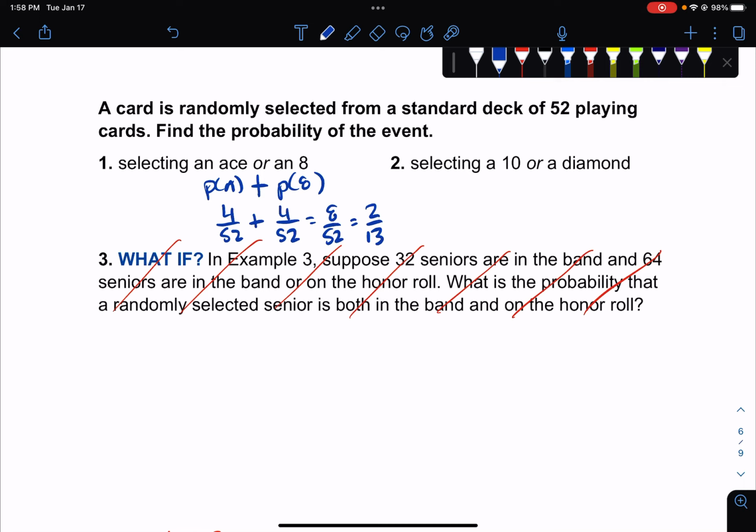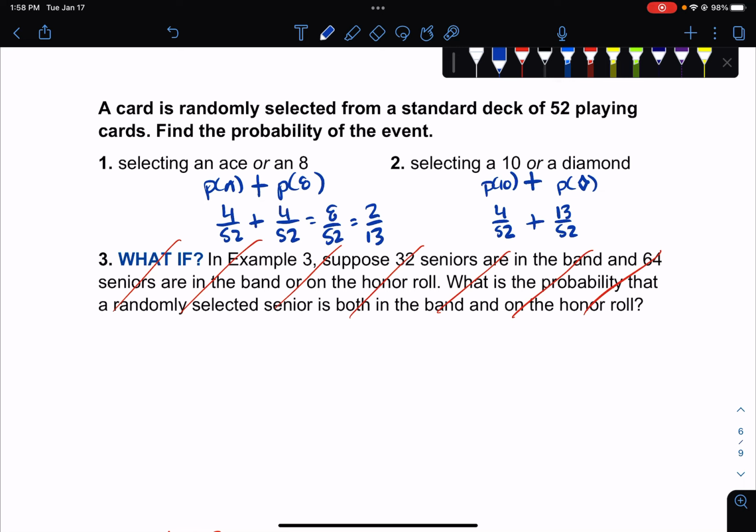Now let's find the probability of selecting a 10 or a diamond, all right? Well, with an "or" I'm going to add. So what's the probability of getting a 10? Well, there's 4 10s out of 52 cards. What's the probability of getting a diamond? Well, there's 13 diamonds out of 52 cards. So those I'm going to add together, but I need to double check. Do any of these overlap?